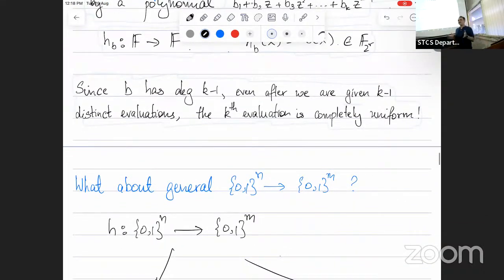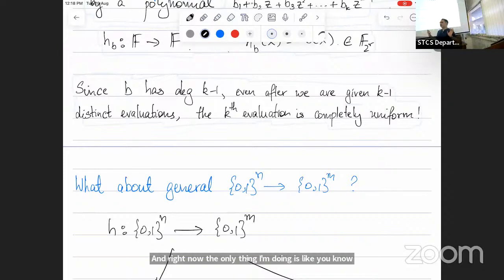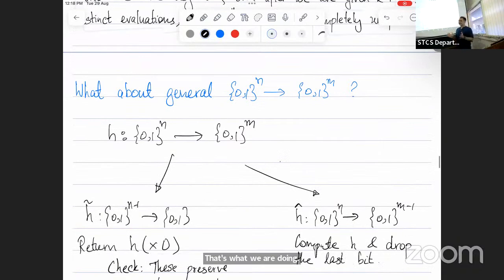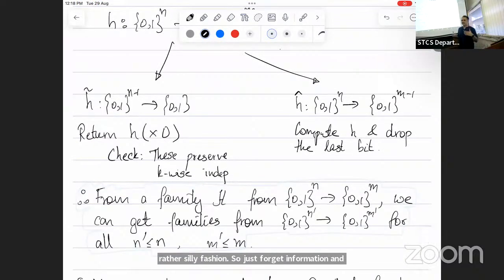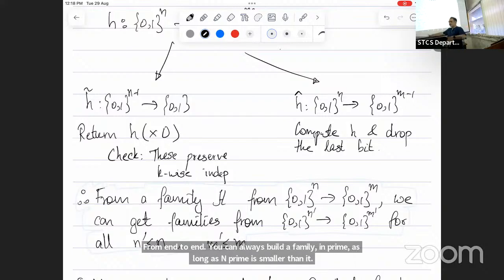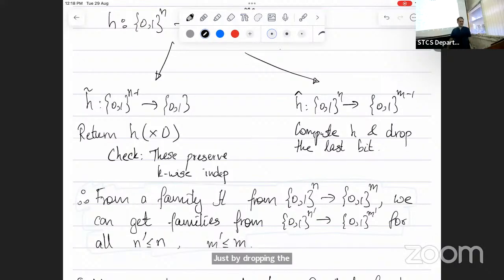And right now, the only thing I'm doing is decoupling what the input domain and the output domain is. That's what we are doing here. And we are doing it in a rather silly fashion. So just forget information and it's perfectly fine. So basically, this tells you that if someone gave you a family from n to m, you can always build a family from n prime to m prime as long as n prime is smaller than n and m prime is smaller than m, just by dropping the right set of coordinates.